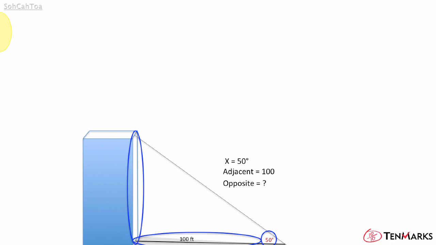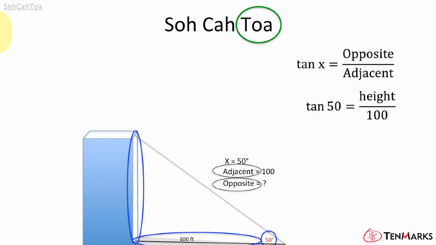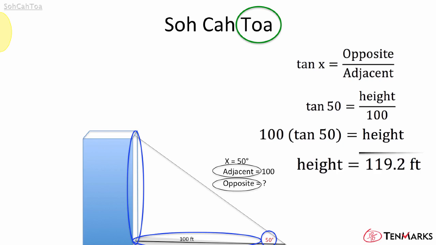Which trigonometric ratio has both adjacent and opposite sides? Think of Soh Cah Toa. Which one has opposite and adjacent? The only one with both is Toa, which refers to tangent. Fill in 50 for the angle and 100 for the adjacent side. Multiply both sides by 100 and solve to find that the height of the building is 119.2 feet.